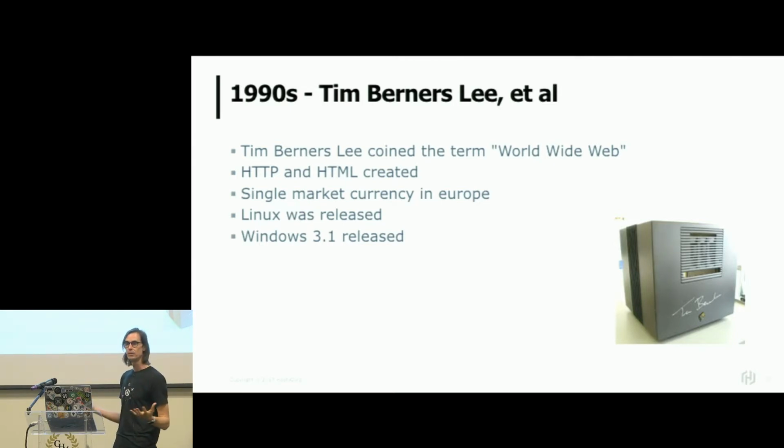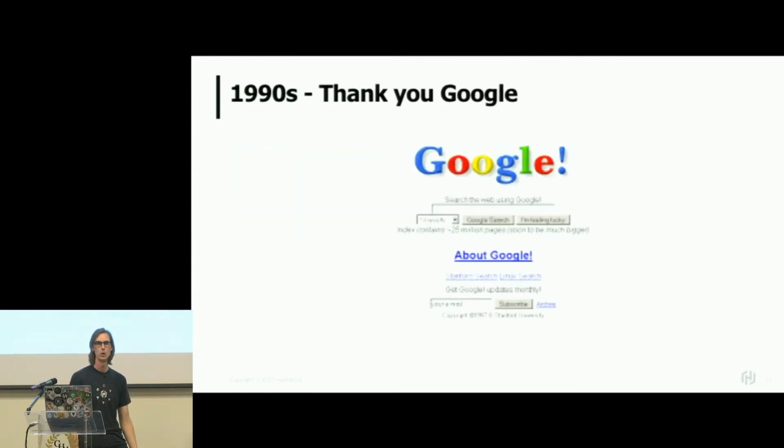We also, in the 1990s, got the single market currency. And I'm not going to talk about Brexit because that just makes me sad. But we had some great things as well. Linux was released. Windows 3.1. The industry was changing. Things were advancing at a terrific rate. And as a developer, I got my favorite tool that's ever been invented. Google.